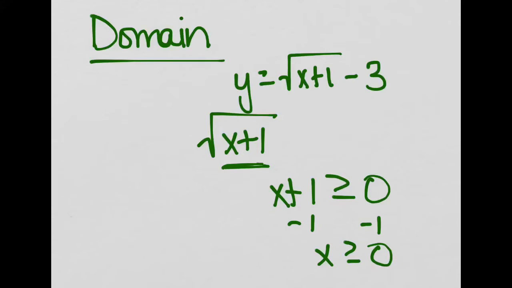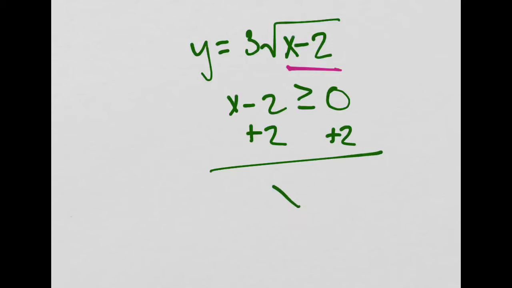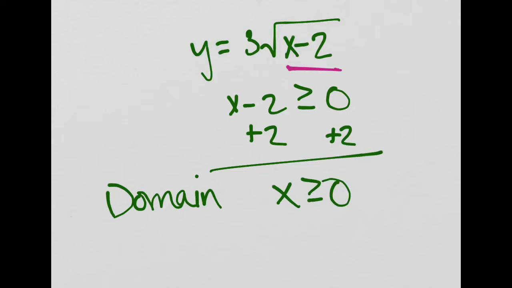So let's go ahead and do another one like that. If I have a function y equals 3 times the square root of x minus 2, again, I'm just going to take whatever's inside of the square root symbol and make that greater than or equal to 0. Solve for x, and that is my domain. My domain in this case, just kidding, I did that wrong. 0 plus 2 is 2. So my domain would be x is greater than or equal to 2, whatever that value of x is.